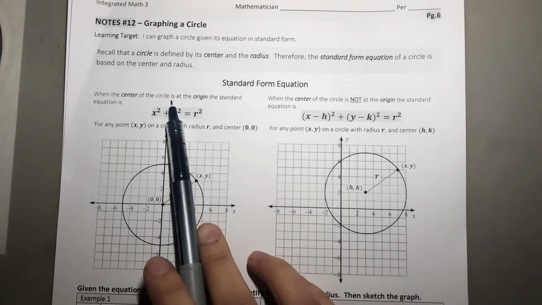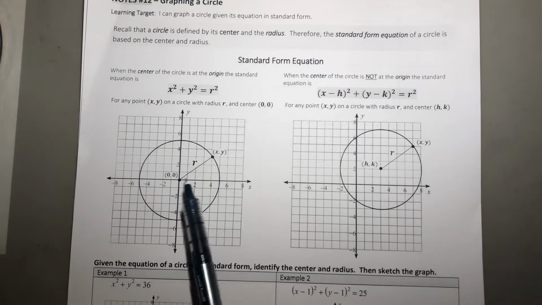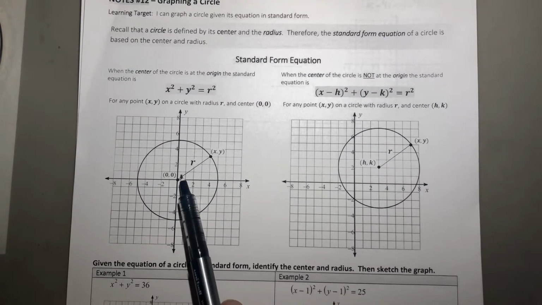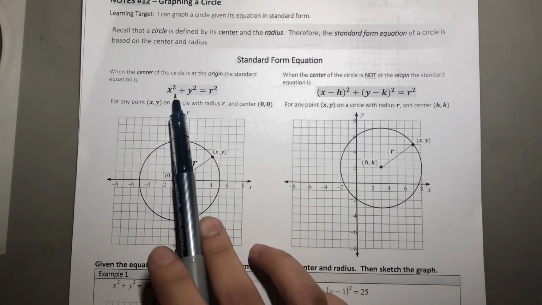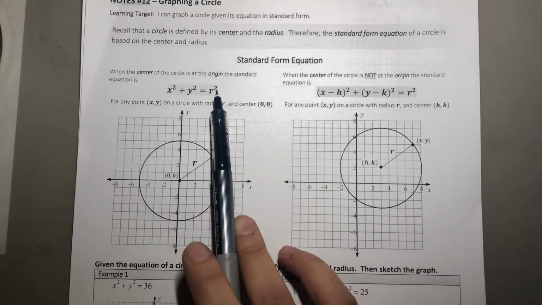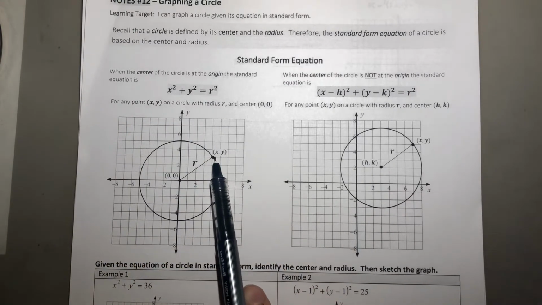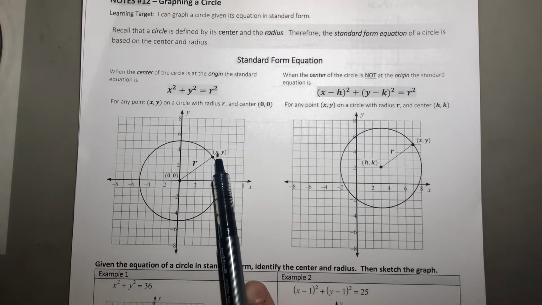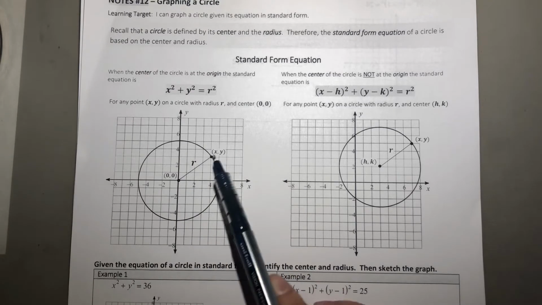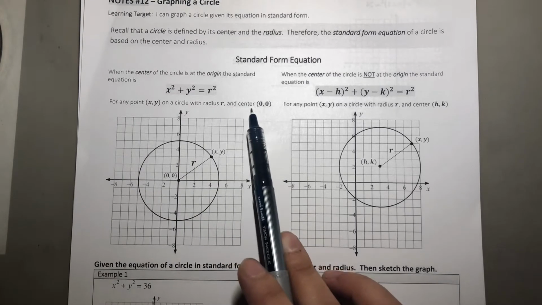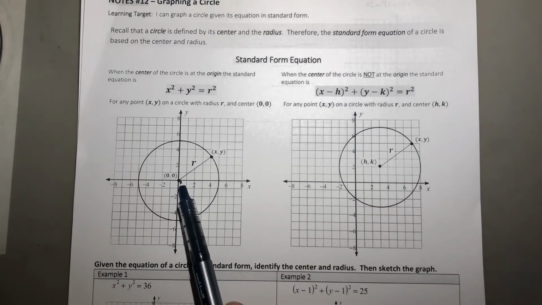When the center of a circle is at the origin, so for example right here, the center of this circle is at the origin, the standard equation is x squared plus y squared equals r squared, for any point with coordinates x, y, so for example, this point right here with coordinates x, y, on a circle with radius r, and center with coordinates 0, 0. In other words, at the origin.